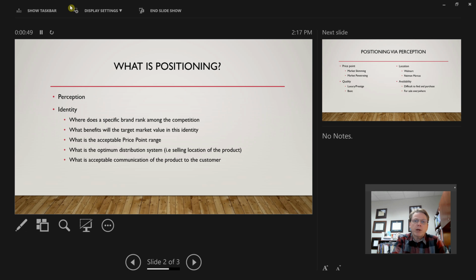Where does a specific brand rank among the competitors? What benefits will the target market value in this identity? What is the acceptable price point range? What is the optimum distribution system, selling location of the product? What is acceptable communication of the product to the customer?